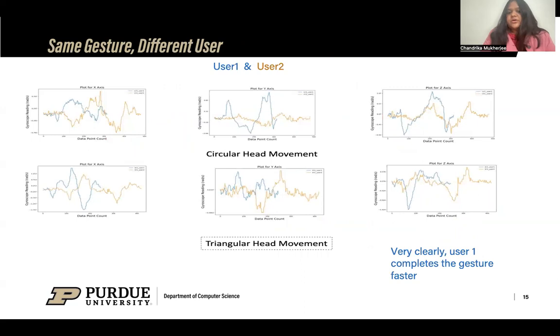Here, user 1 and 2 were instructed to perform circular head movement and triangular head movement. At the top, the three figures show the circular head movement. Here, we see that the signals from user 1 and user 2 do not match for X, Y, Z. And this is true for triangular head movement as well. From this, we can see that even if the gesture is the same, the user 1 and user 2 head movements are different. Also, a very clear observation from this slide is that user 1 completes the head gesture before user 2.